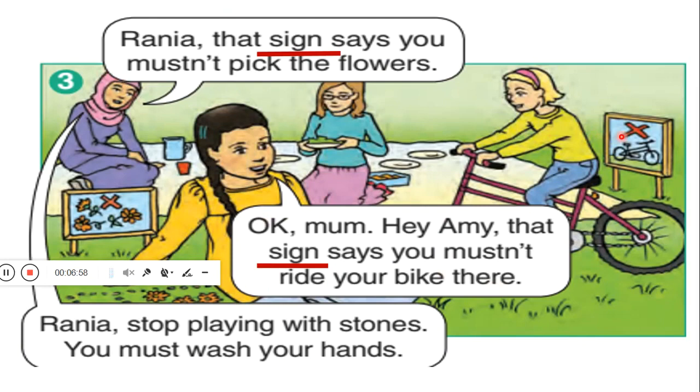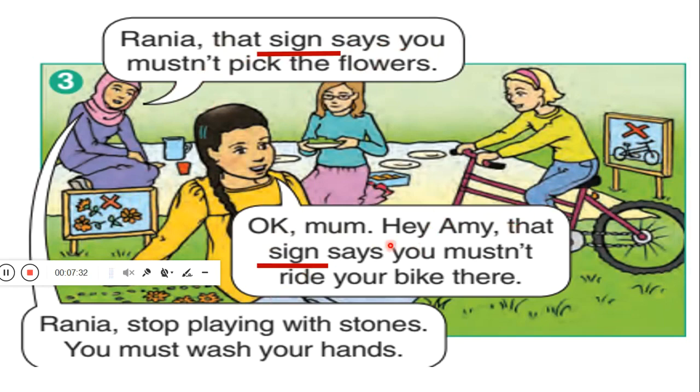Here we have 2 signs in the park. And Rania's mom is telling her about this sign, and Rania is telling Amy about this sign. Let's see. Rania is talking about this sign. That sign says you mustn't pick the flowers. Okay mom. Hey Amy.